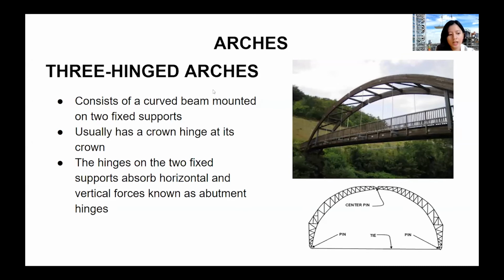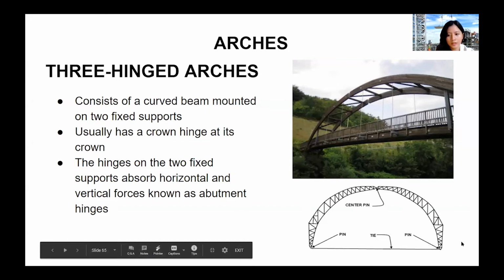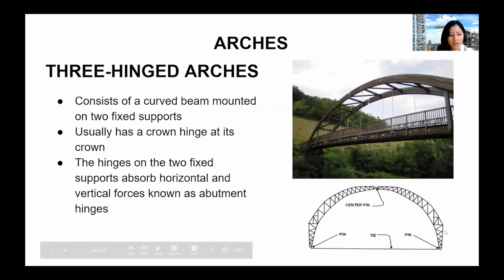It has a crown hinge located at the crown, and the two fixed hinges here support the curved beam and absorb the horizontal and vertical forces; they are known as abutment hinges. Abutment is a structure built to support the lateral pressure of an arch or span.